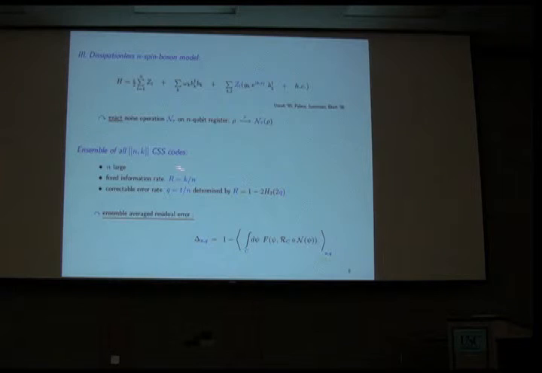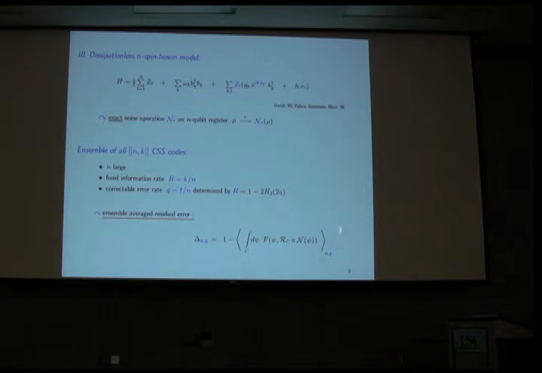Now, we have also thought about which kind of CSS code we should choose. And then we concluded that the best would be to take all of them. So we consider the whole ensemble of n,k CSS codes in the limit of a large spin number or qubit number n. And we fix the information rate, k over n. And a nice thing of this ensemble is that almost all of these codes are almost optimal, meaning that they reach a correctable error rate q, which is determined by this bound.